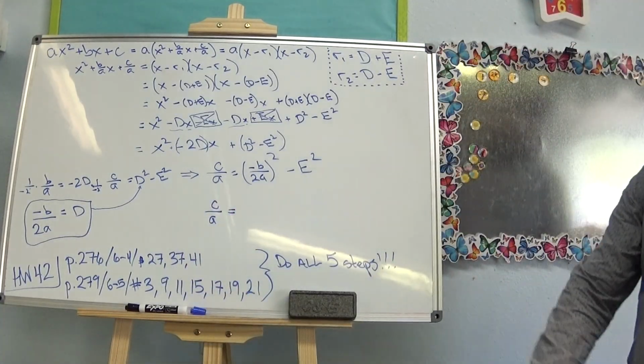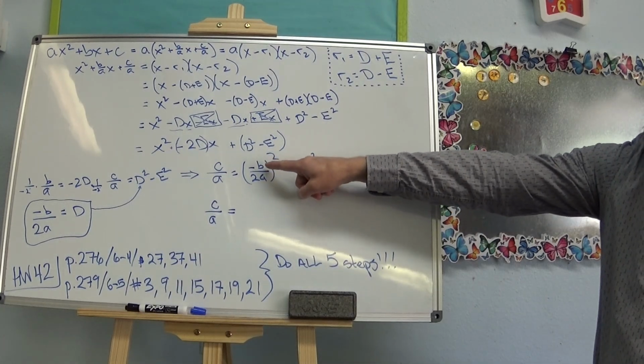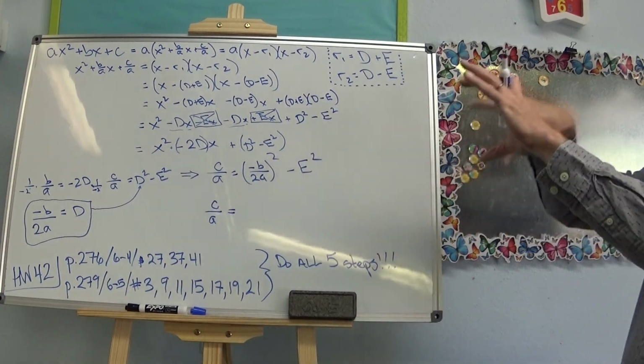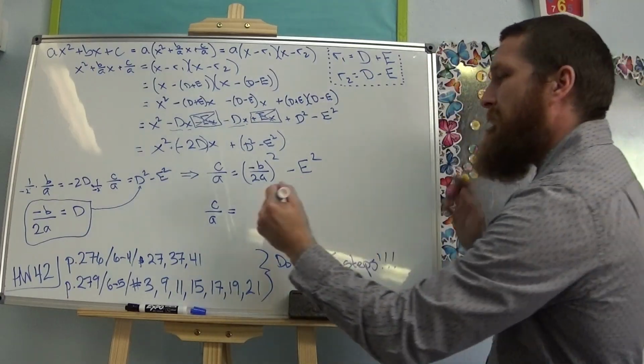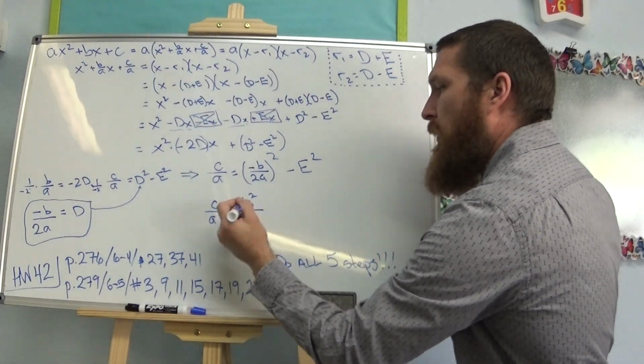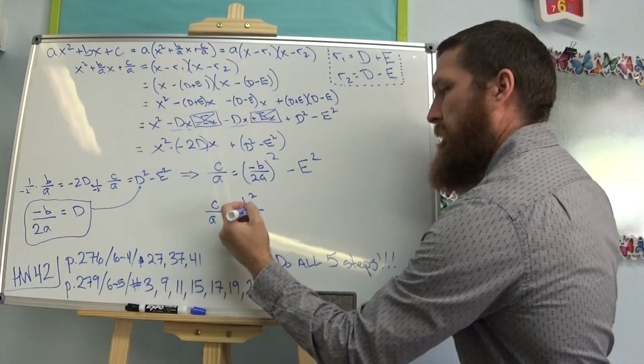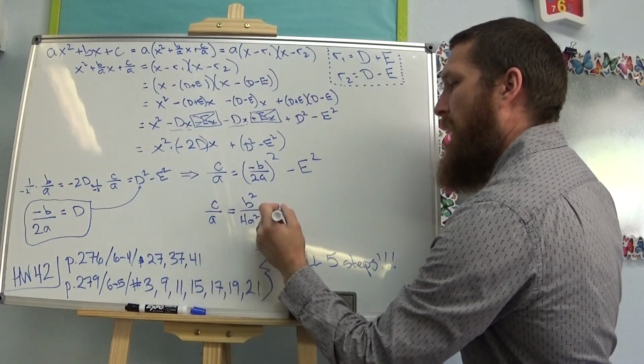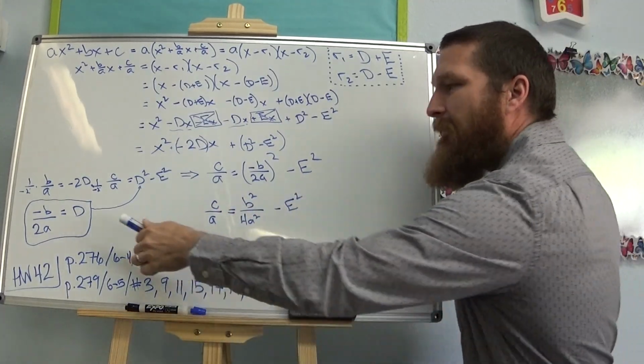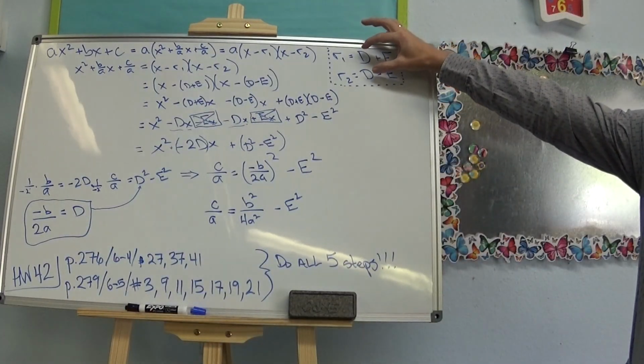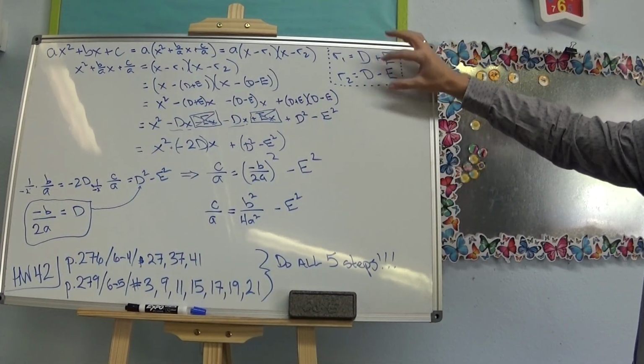Okay. Now, let's go ahead and multiply this out. This is that thing squared. It's that thing times itself. So negative b times negative b is b squared. 2a times 2a is 4a squared. And then minus e squared. We have d by itself, so that's nice. We could put that in terms of a and b.